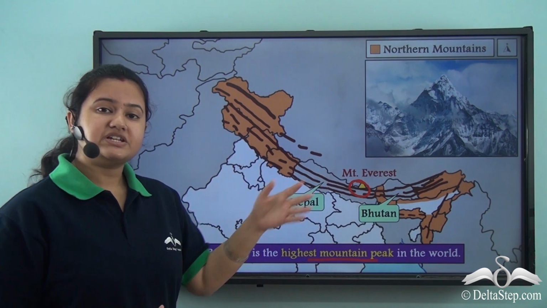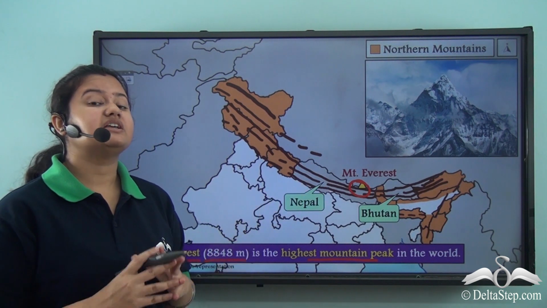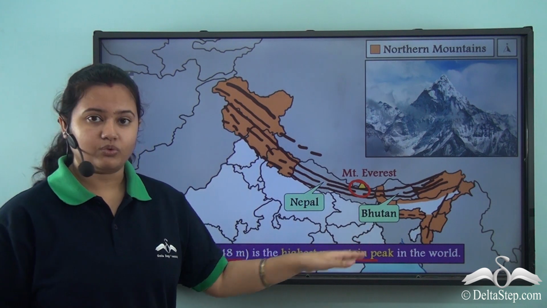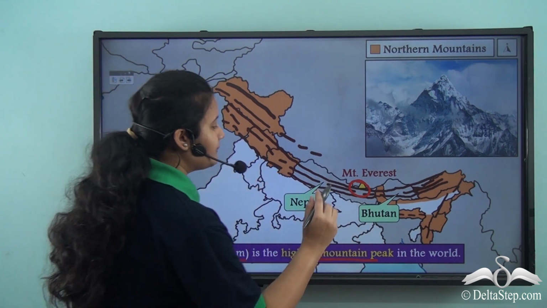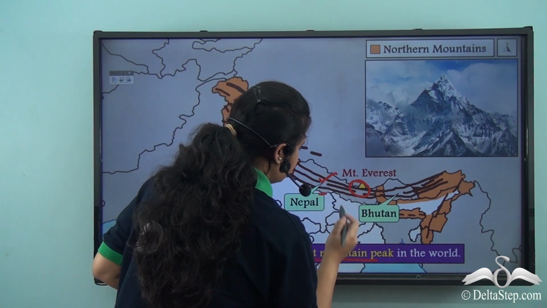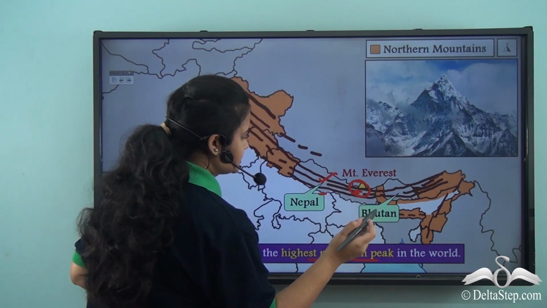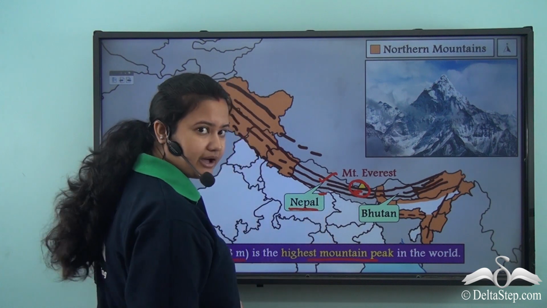Now let me tell you that Mount Everest is not the highest peak of India but the highest peak in the world, as Mount Everest belongs to the country of Nepal. See, in this map we can clearly find that Mount Everest is located in the country of Nepal.